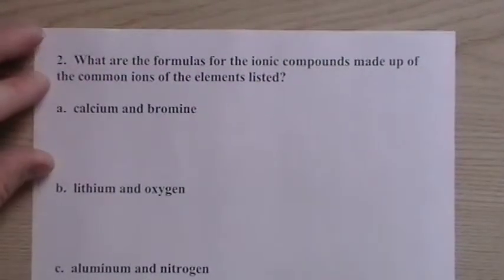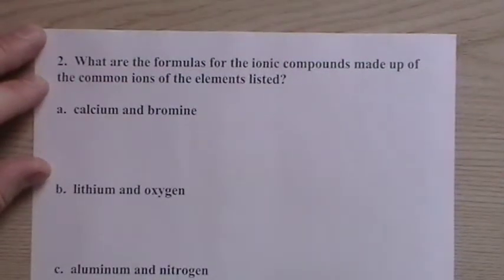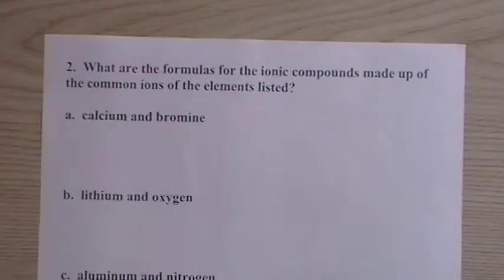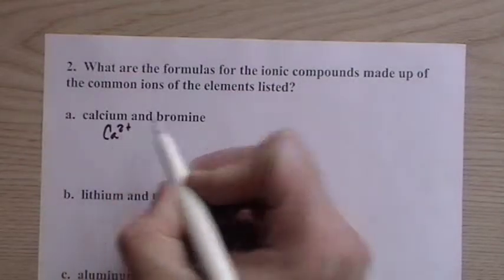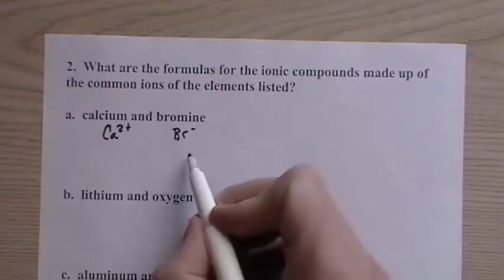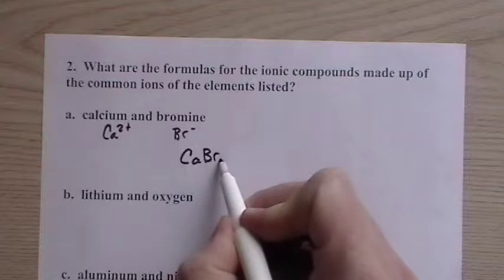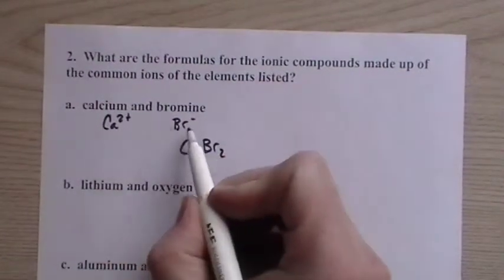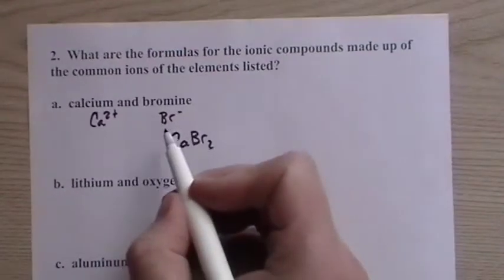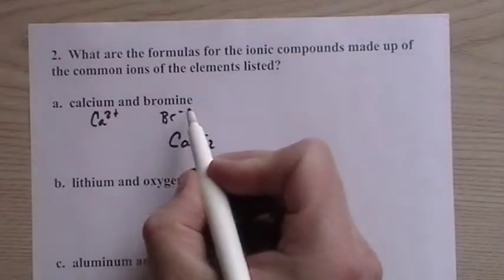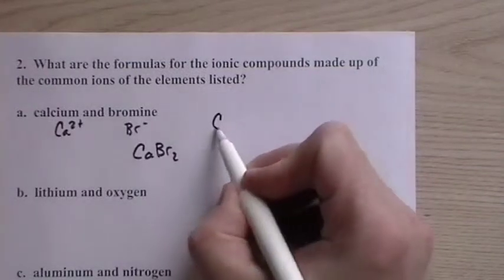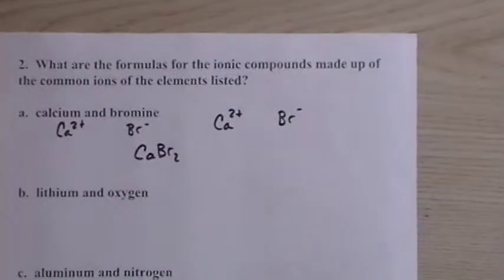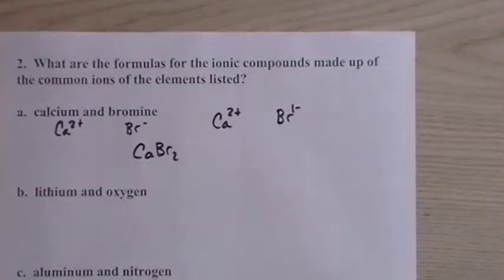What are the formulas for the ionic compounds made up of the common ions of the elements listed? So if you had an ionic compound made of calcium and bromine, well, calcium is +2, bromine is -1. To balance those ions, we need two bromines, because it's a +2, -1. We want to get past the crisscross method, but let's mention it anyway because it's mentioned in earlier classes. This would be -1.